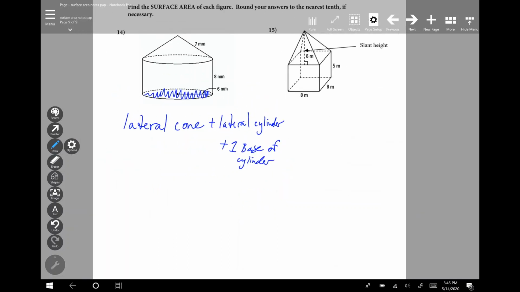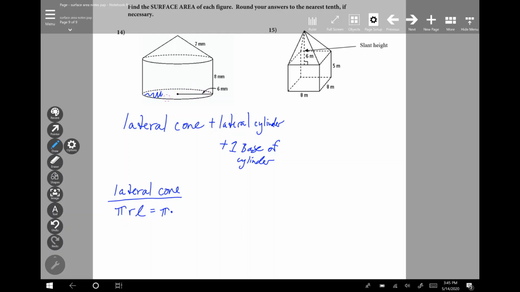So before you start these problems, I want you to think, okay, from the cone. I can see it's a cone on top. What part do I want of it? Do I want the lateral or do I want the total of it? Well, in this case, we only want the lateral because that's what's sticking out. So I'm going to do lateral of the cone. It's pi r L. So pi times, and then the radius.